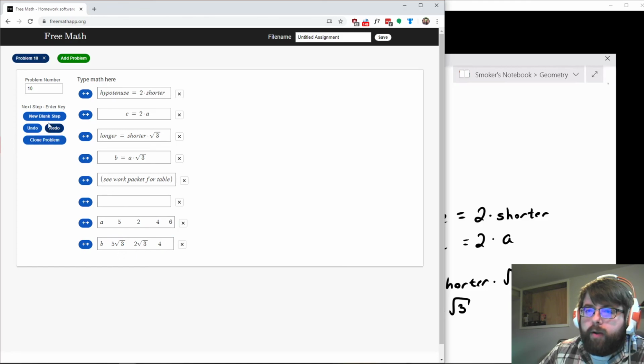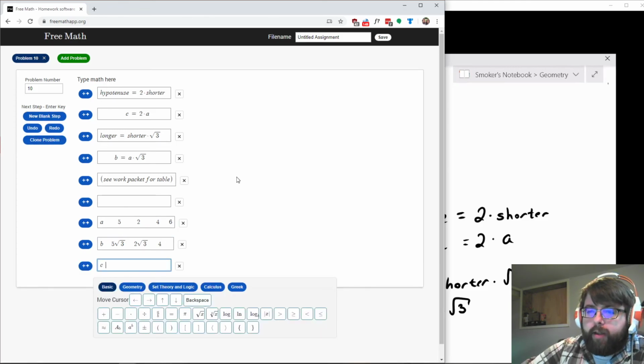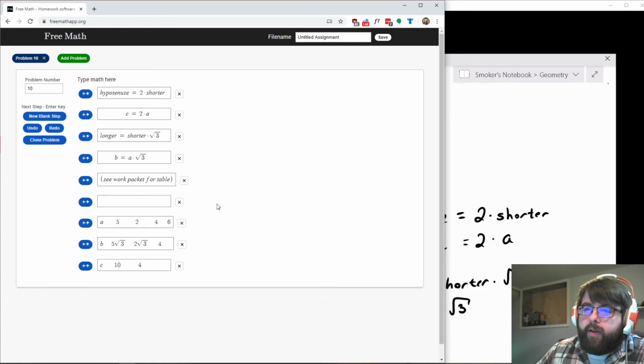I would need one more in here for C. So I have 10, lining up well, just using the space bar to make some spaces. But please line it up well if you're going to do it that way. So you could either say C work packet in this case for 9 and 10, or you could try to set it up like this. Either way works. Okay, so hopefully that helps.